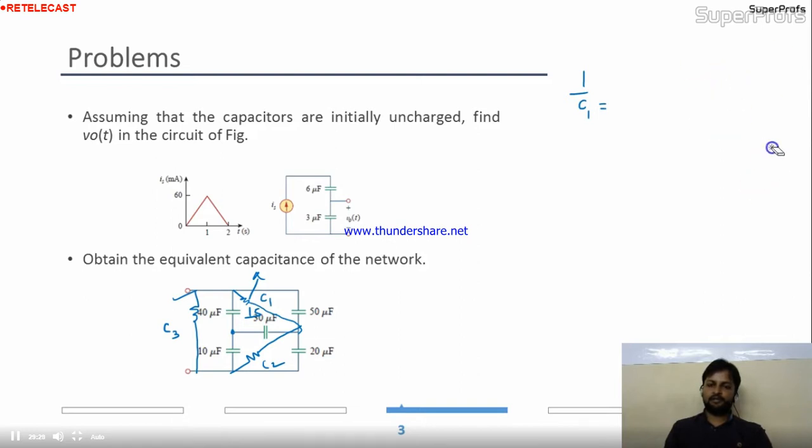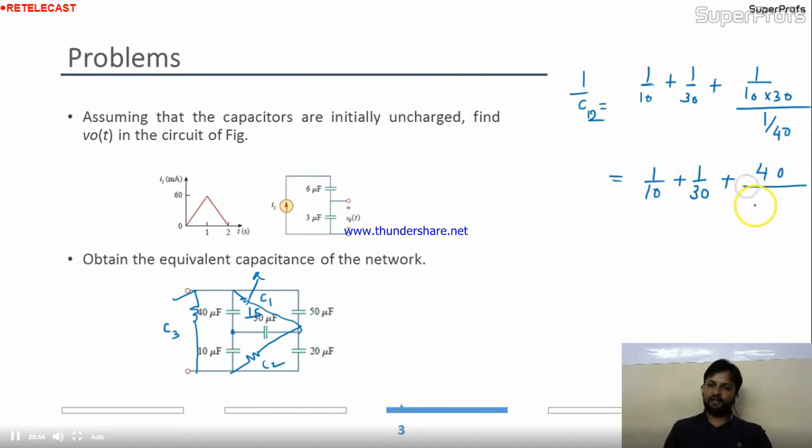Now the values. Suppose I have to take the C2. My question is to take 1 by C2. C2 is connected with 1 by 30 and 1 by 10. So this is 1 by 10 plus 1 by 30 plus, multiplying 1 by 10 and 1 by 30 and dividing by the remaining one, which is 1 by 40. So this is 1 by 10 plus 1 by 30 plus the 40 will go upside, and it will be 10 into 30. Cancel it out, and you have 1 by 10 plus 1 by 30 plus 4 by 30.